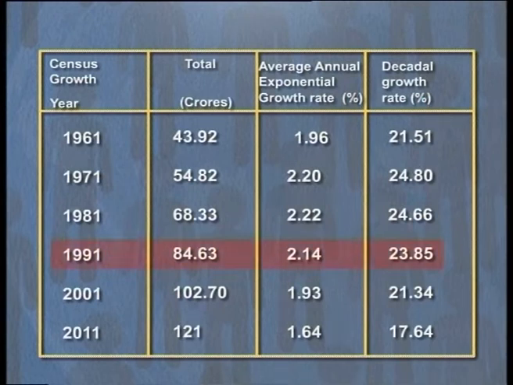In the year 1991, the total population is 84.63, average annual exponential growth rate is 2.14. The decadal growth rate is 23.85.